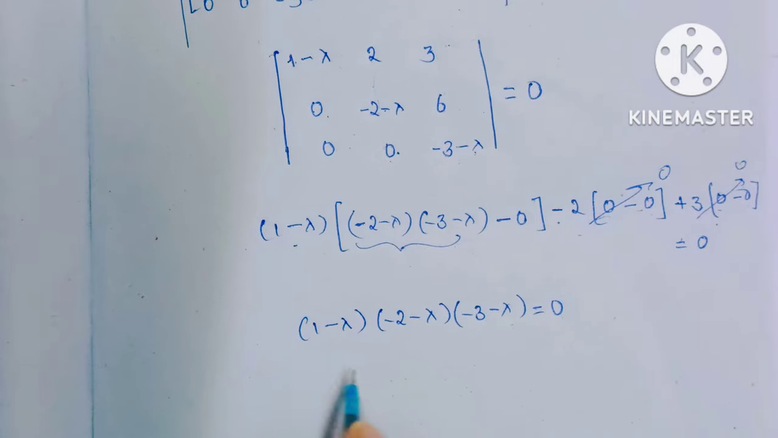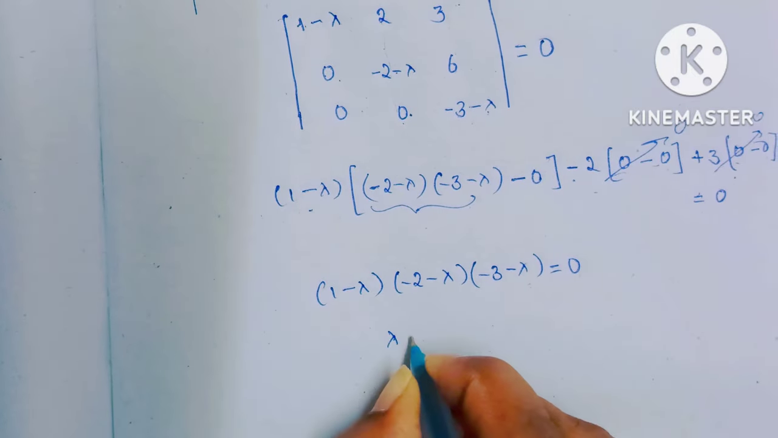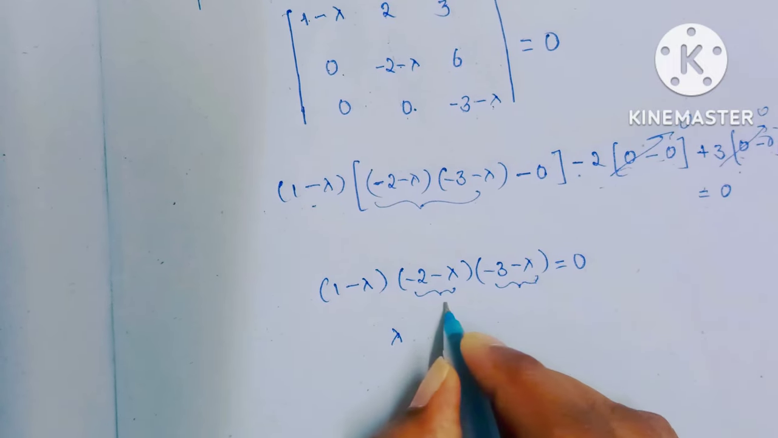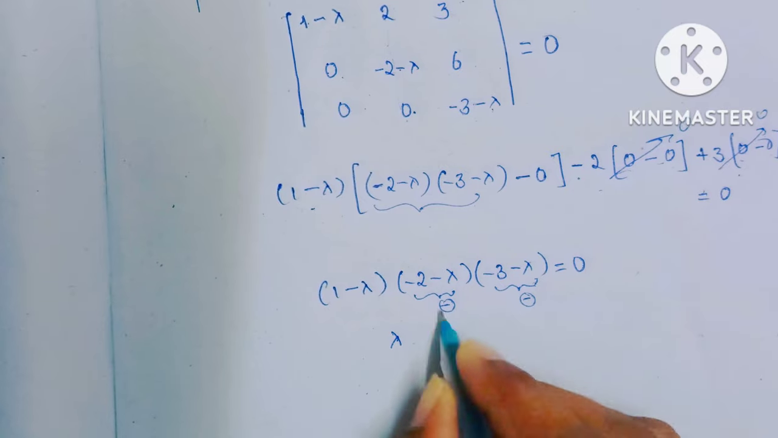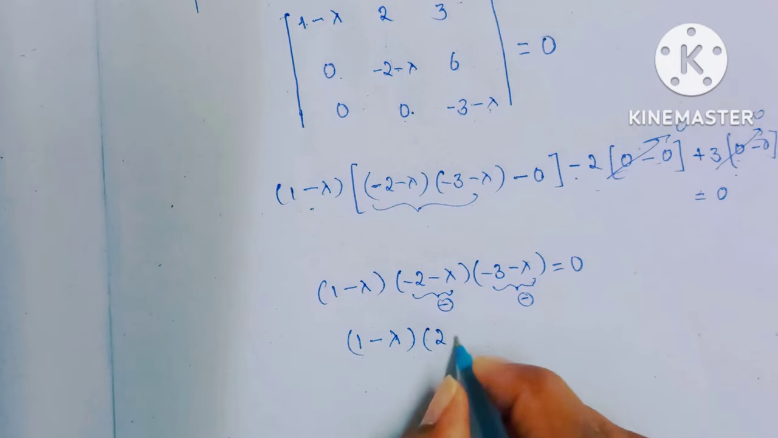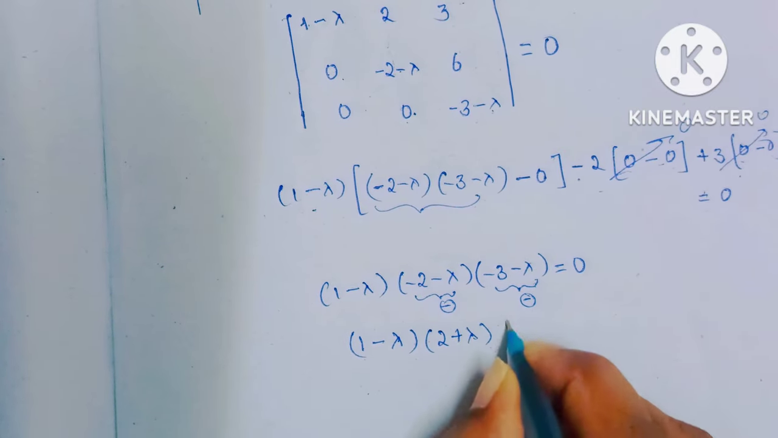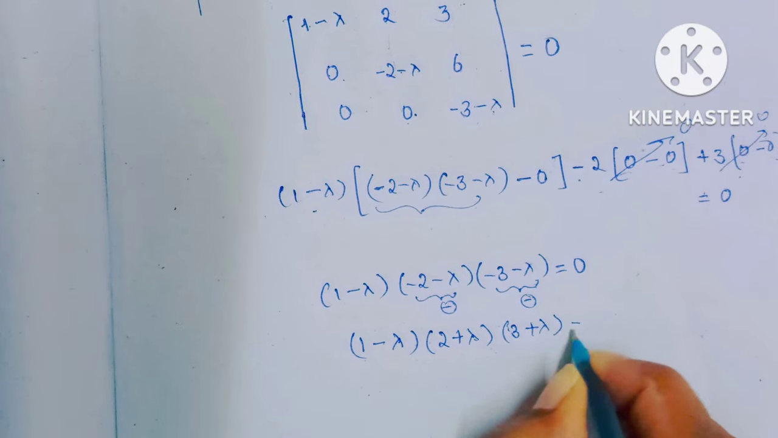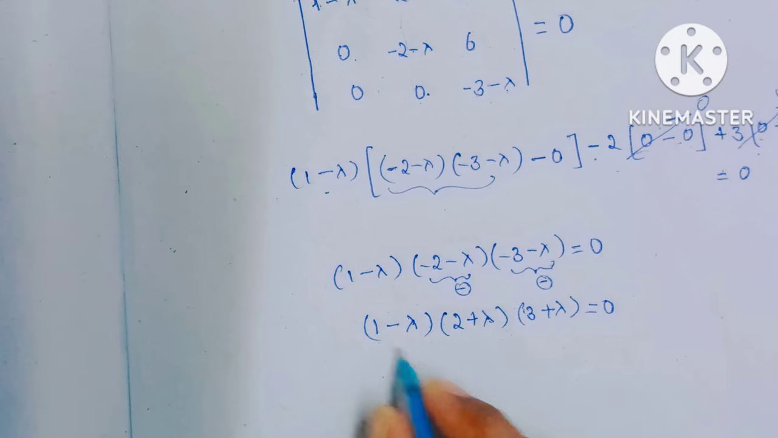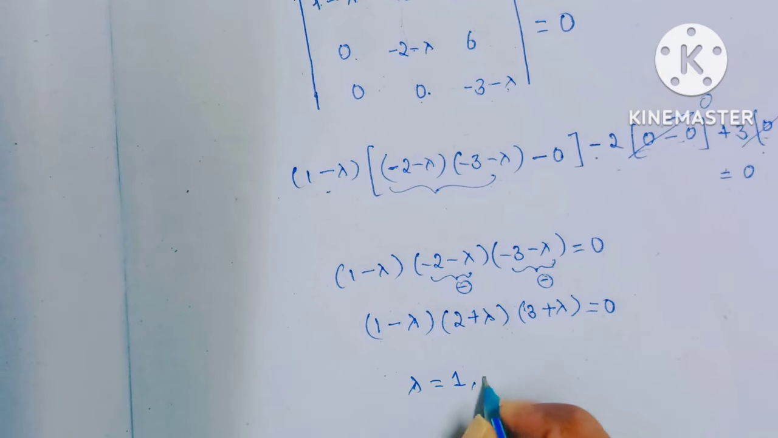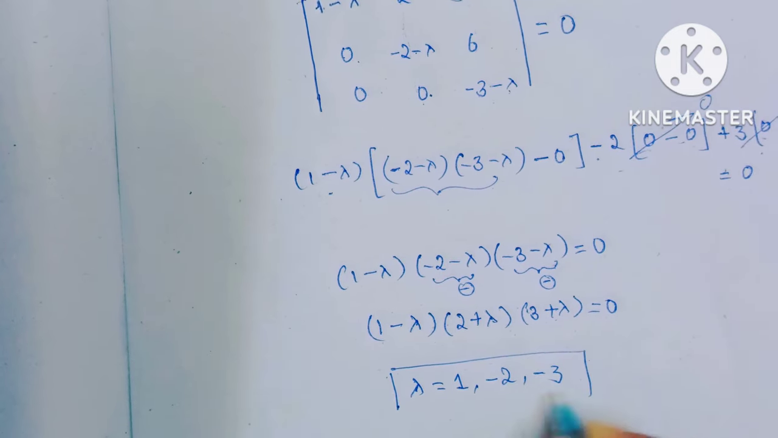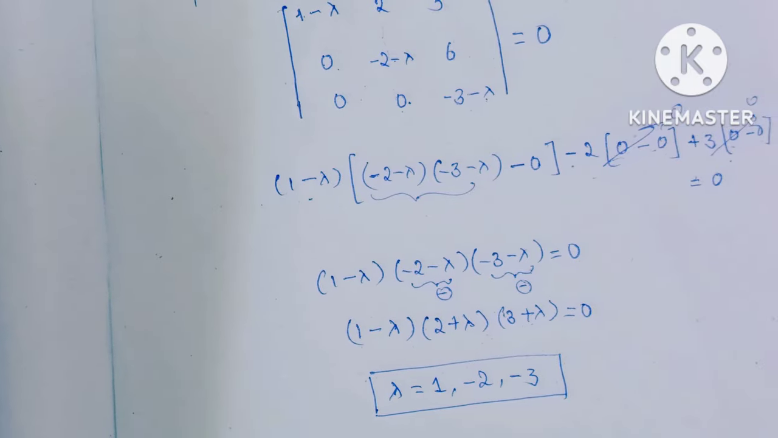From this we can take minus common in each factor, and minus into minus is plus. So we can write this equation as 1 minus lambda into 2 plus lambda into 3 plus lambda, which is equal to 0. From this equation we get lambda equal to 1, lambda equal to minus 2, and lambda equal to minus 3. These are the eigenvalues for the given matrix.